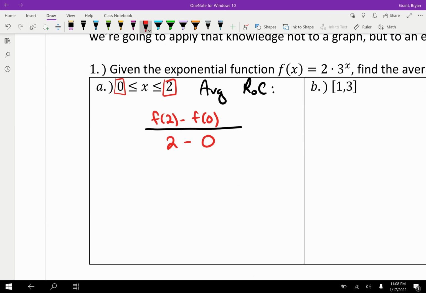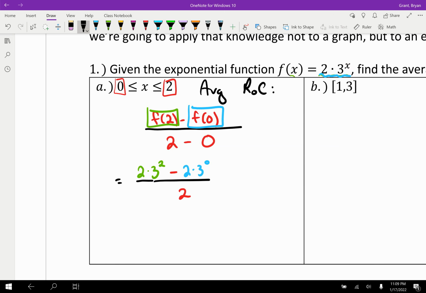Well, how do we find those? Did a nice little equal sign here. Bet you guys can do 2 minus 0, no problem. That's 2. Well, in order to find f of 2, and I'm actually going to color code this for you, we're going to use this equation up here. f of 2 means replace or substitute in an x value of 2. So it becomes 2 times 3 to the second, minus, and then we need f of 0. We're again going to use that equation, 2 times 3 to the 0th.